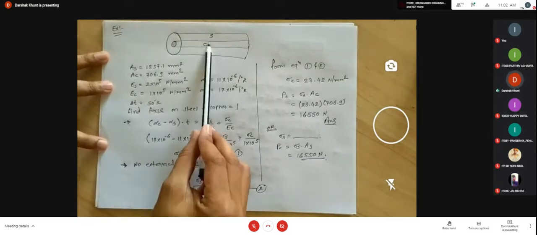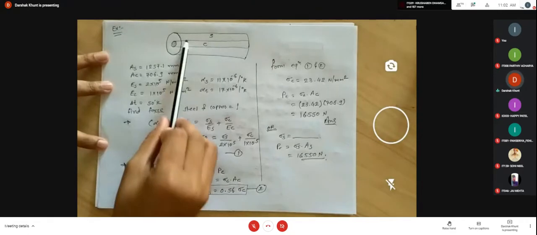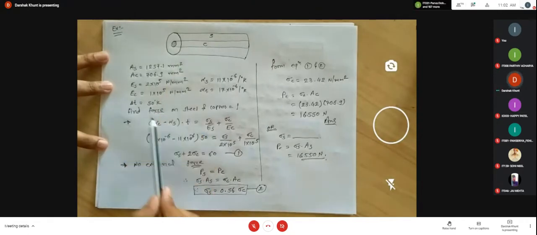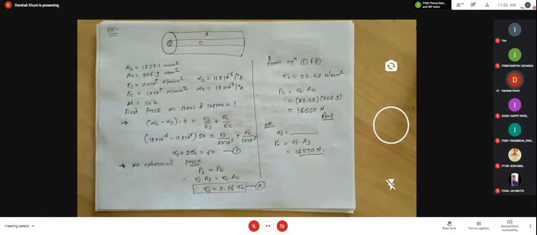But they are the composite effect of different materials due to the temperature variations. Okay, so in this way you have to deal with the composite section.